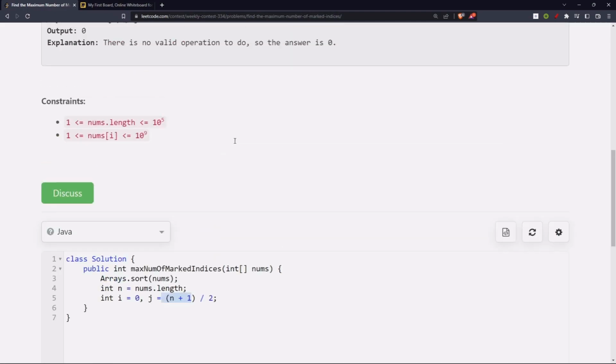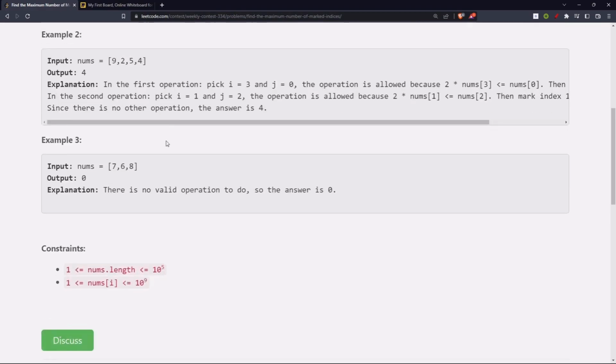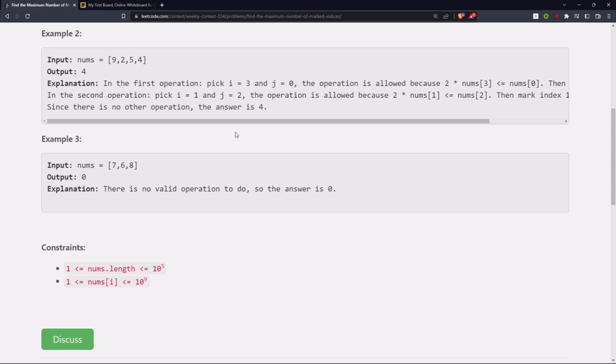Why (n plus 1) by 2? Because our array can be odd as well, right? Say this, what is 4 plus 1? 5. 5 by 2 is 2 only. 0 1 2, we are putting it in the second position. Similarly here. And what about this? 3 plus 1 is 4. 4 by 2 is 2. 0 1, we are putting our j pointer here, from here, second half.